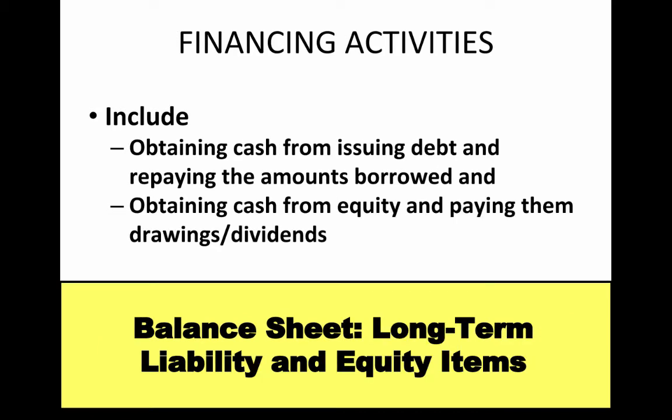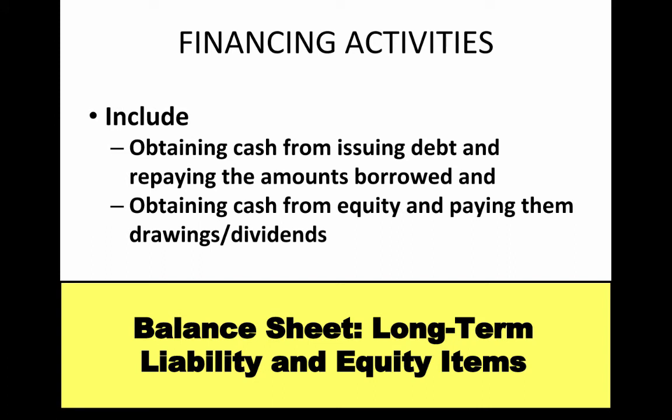And thirdly, financing activities are a section of the cash flow that we need to prepare as well. The financing activities include things like obtaining cash from issuing debt, repaying the amounts borrowed, and obtaining cash from equity and paying them. For example, if your company gives out dividends, this is where these are going to fall in here.